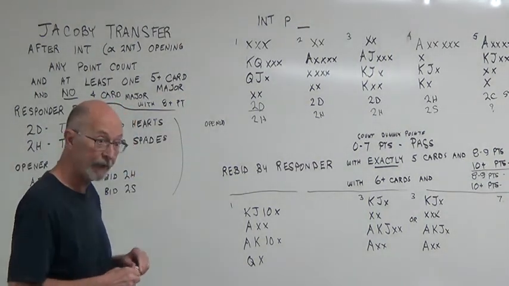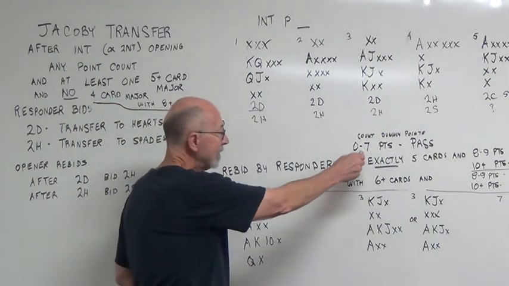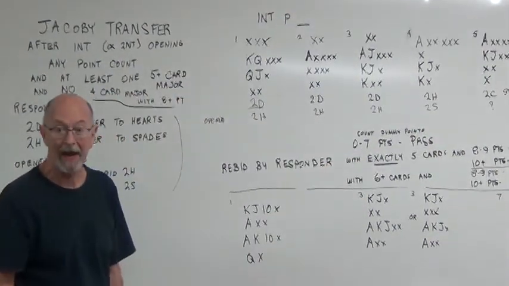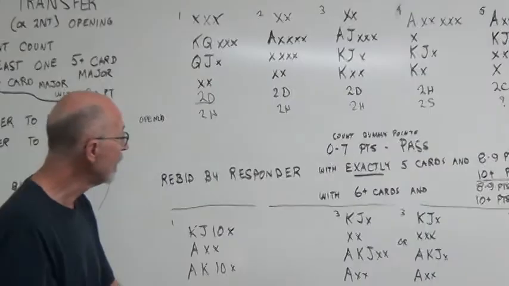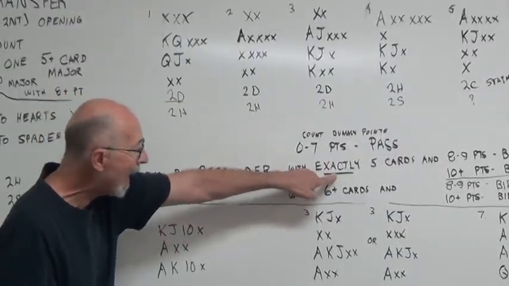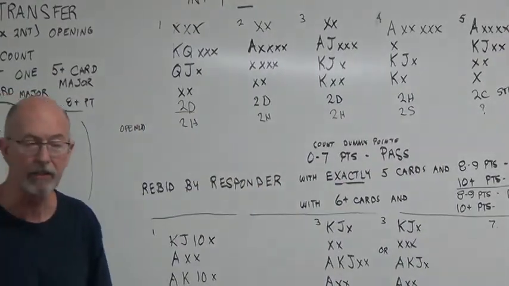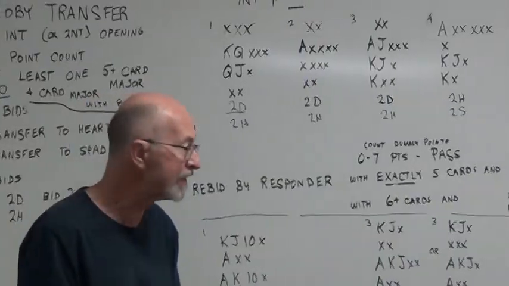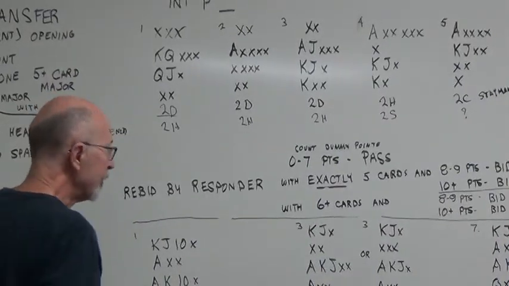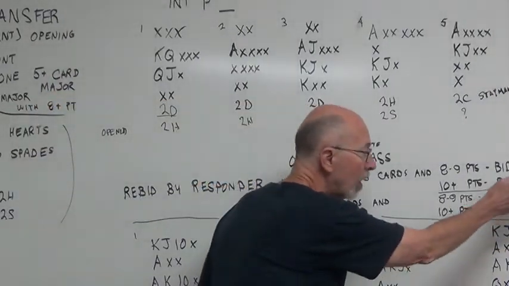And here's what you bid. If you have less than 8 points, you pass. Okay? If you have exactly 5 cards in your major suit, and I want to emphasize exactly, your next bid will be some number of no trumps.